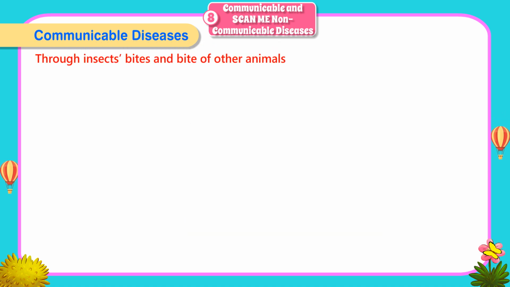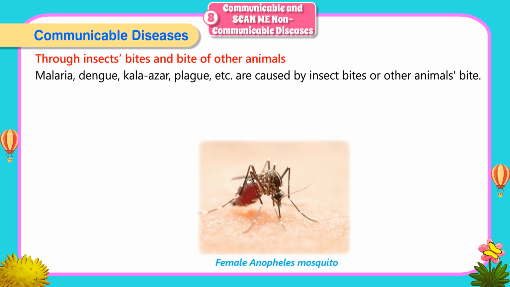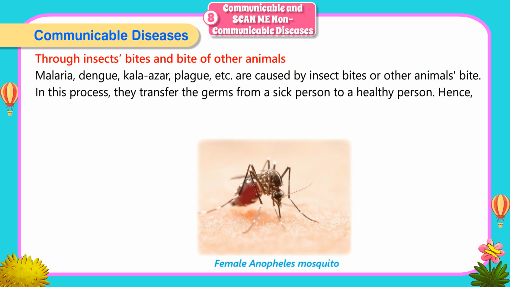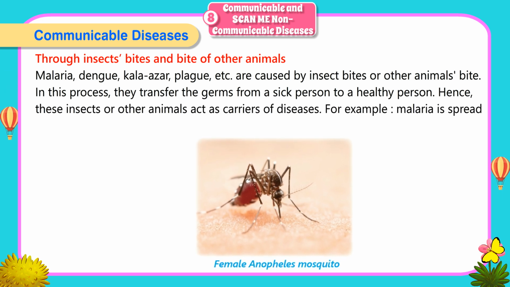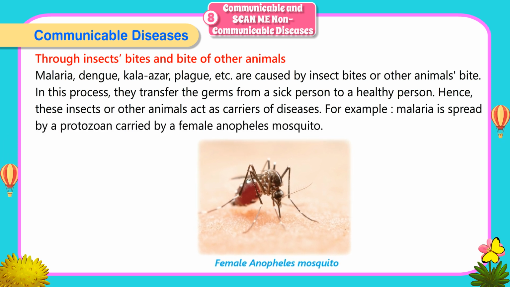Through insect bites and bites of other animals. Malaria, dengue, kala-azar, plague, etc. are caused by insect bites or other animals' bites. In this process, they transfer the germs from a sick person to a healthy person. Hence, these insects or other animals act as carriers of diseases. For example, malaria is spread by a protozoan carried by a female Anopheles mosquito.